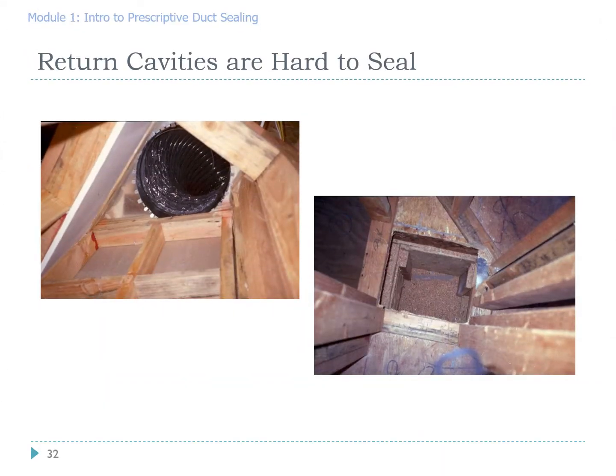Many homes that were built before recent code changes use building cavities to convey air. Here we're looking at returns. At least they're supposed to be returns. The air can come from any number of places. These are very difficult to seal. The program does not require that you seal building cavities used to convey air.